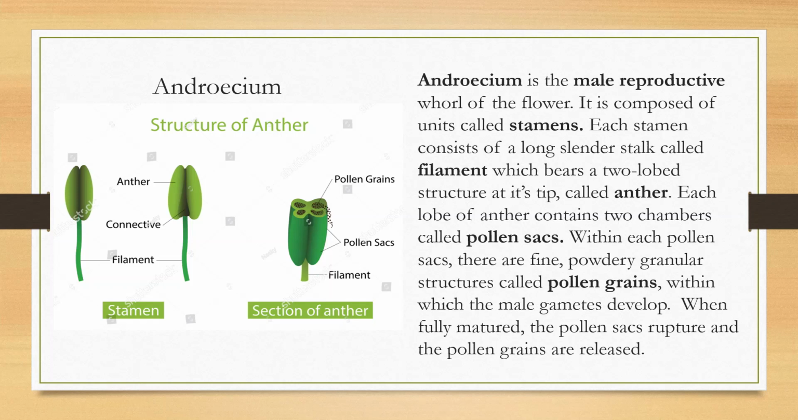Each lobe of anther contains two chambers called pollen sacs. Within each pollen sac, there are fine, powdery, granular, dust-like structures. Those are called pollen grains, within which the male gametes form or develop. When fully matured, the pollen sacs rupture themselves and the pollen grains are released.